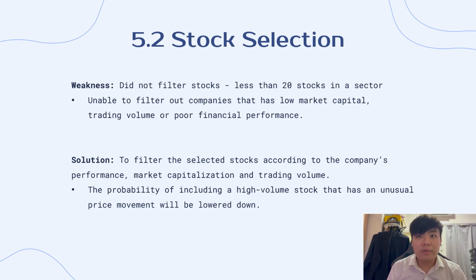Now for the stock selection, we realized that we had invested in a stock called Ace Aviation Holdings that was undergoing liquidation because we included every stock in a particular sector where the sector had less than 20 stocks. Therefore, we were unable to filter out companies that have low market capital, trading volume, or even poor financial performance. The solution to this would be to filter the selected stocks according to the company's performance, market capitalization, as well as the trading volume, instead of including all the companies from a particular industry.